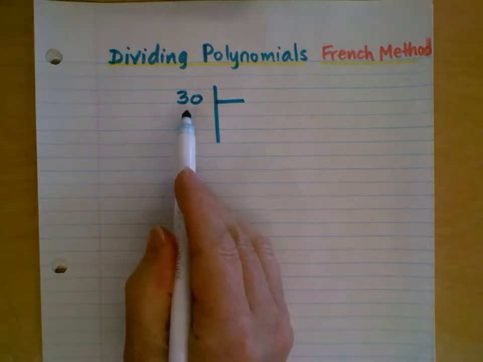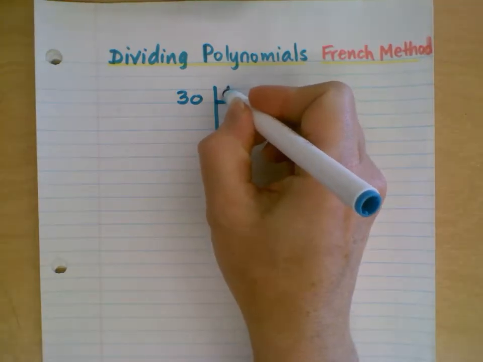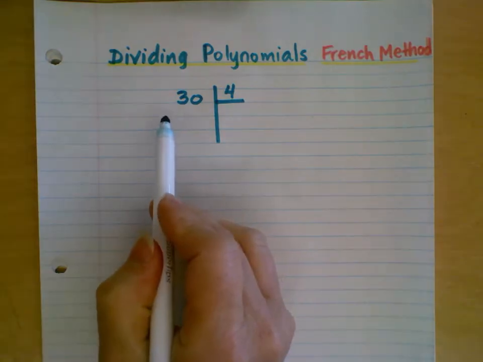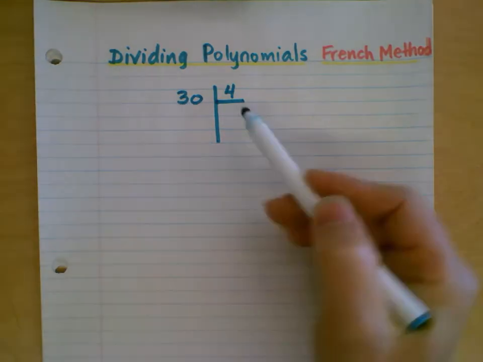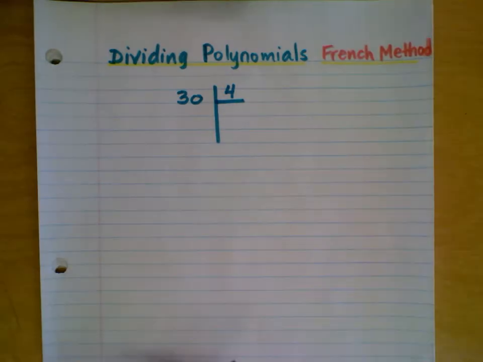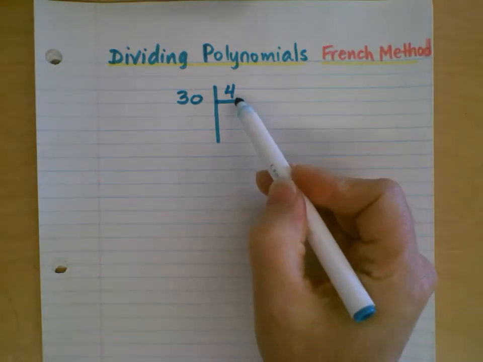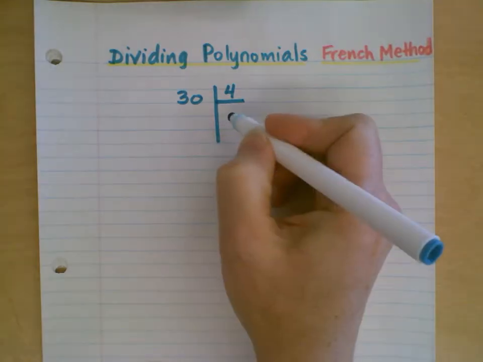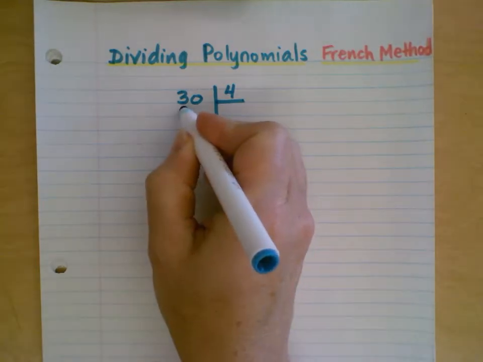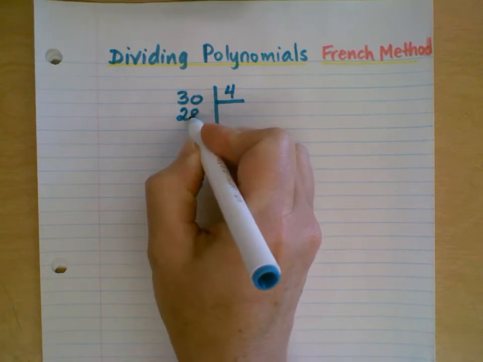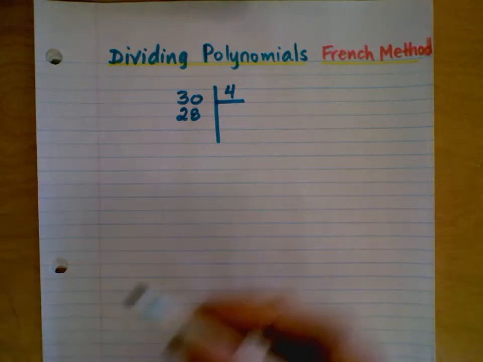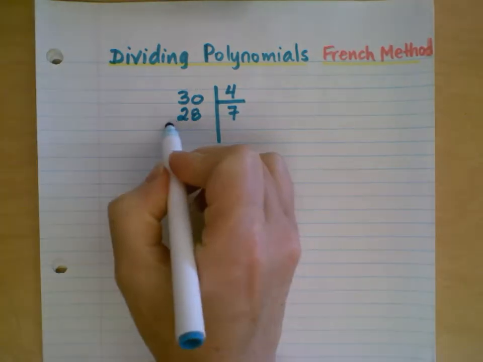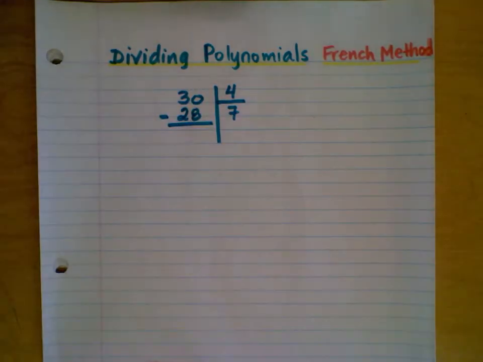If I was taking 30 and dividing it by 4, I would lay it out like that. So I have the dividend 30 and I have the divisor 4. And then I consider what is a multiple of 4 that is less than 30. In this case, 28 is a multiple of 4 that is less than 30. That's 4 times 7. And then I do a subtraction to see what's left.